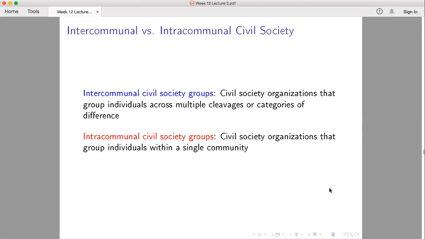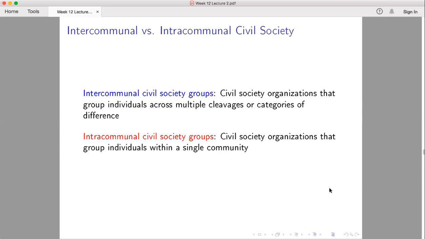On the other hand, there are intra-community civil society groups. These group people within a single community, so exclusively women's groups, exclusively, let's say, Hindu groups. So they're really focused on organizing within a single community, and they create not bridging social capital, not the kind that goes between different communities, but rather bonding social capital. They create tighter linkages within a single community. So these tend to be very strong networks of trust, strong networks of reciprocity, but they don't extend across categories of difference.